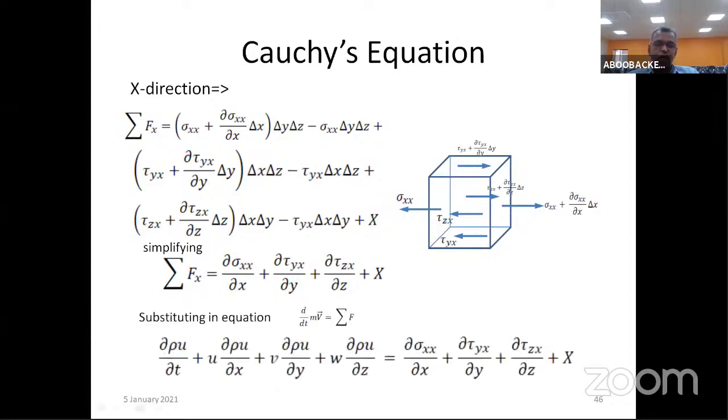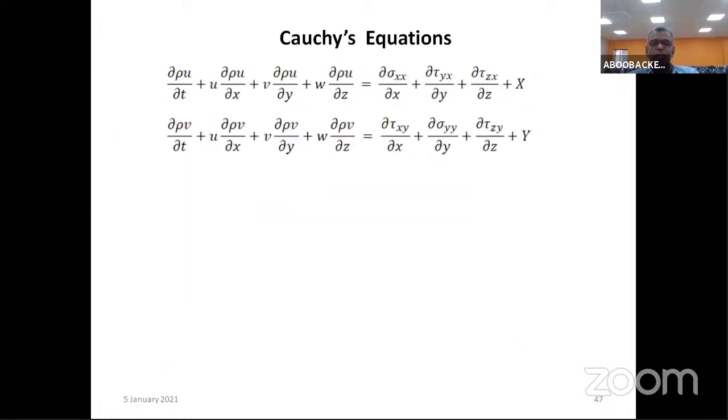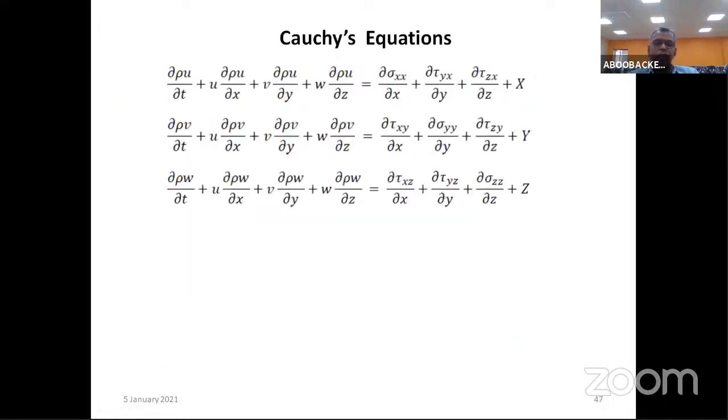So equating, the left hand side is the mass into acceleration. The right hand side, in addition to the body force, we have surface force, but they are all in terms of stress components. So this is Cauchy's equation, in x direction, y direction, and z direction. This being in terms of stress, it is applicable for fluid, solid, or gas.